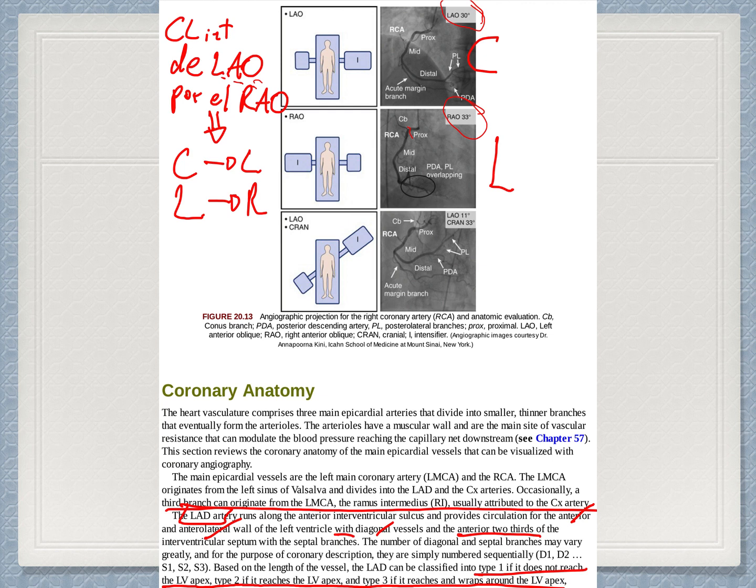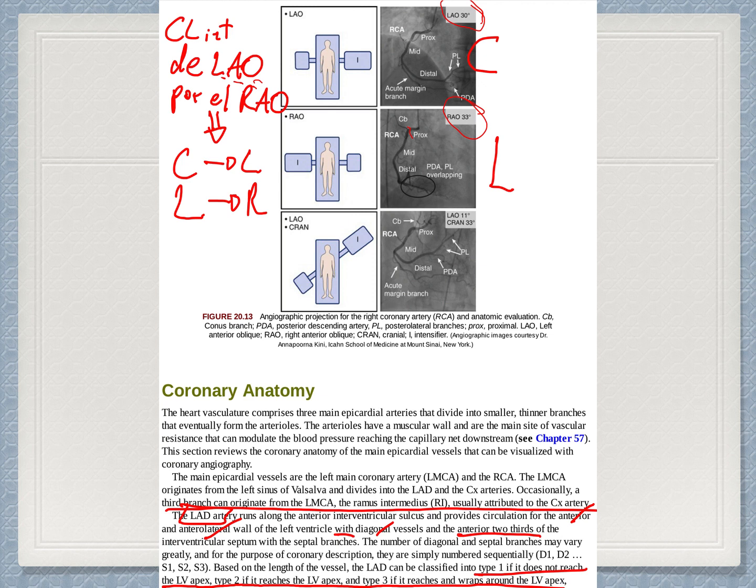And what does this mean? You can associate the C and the L with L and the R. The CL in Clinton goes with LAO and RAO: C with an L, and L with an R. How can you see this in the angiography? I'm talking about the disposition of the right coronary artery, how the right coronary looks depending on LAO or RAO.